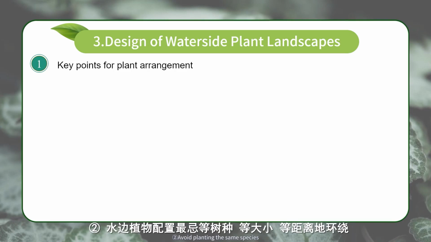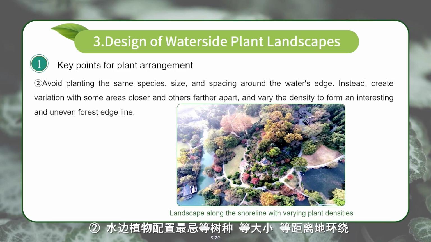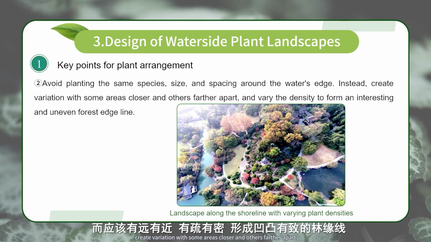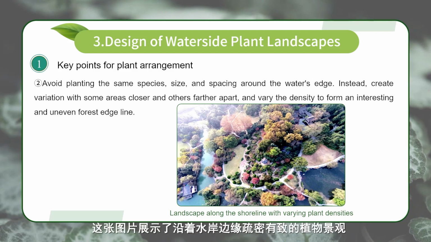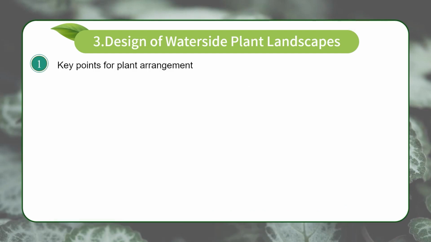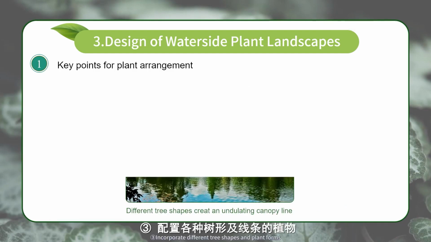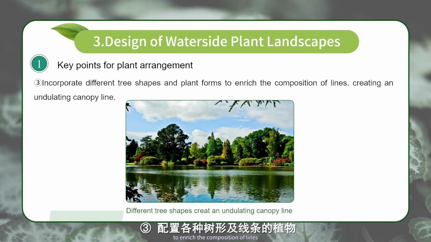2. Avoid planting the same species, size, and spacing around the water edge. Instead, create variation with some areas closer and others further apart, and vary the density to form an interesting and uneven forest edgeline. The image illustrates a landscape along the shoreline with varying plant densities. 3. Incorporate different tree shapes and plant forms to enrich the combination of lines, creating an undulating canopy line.